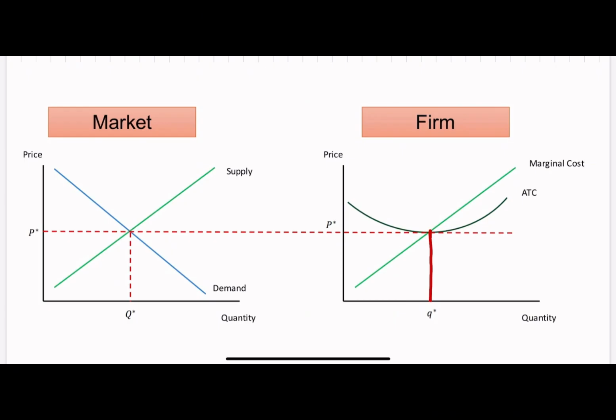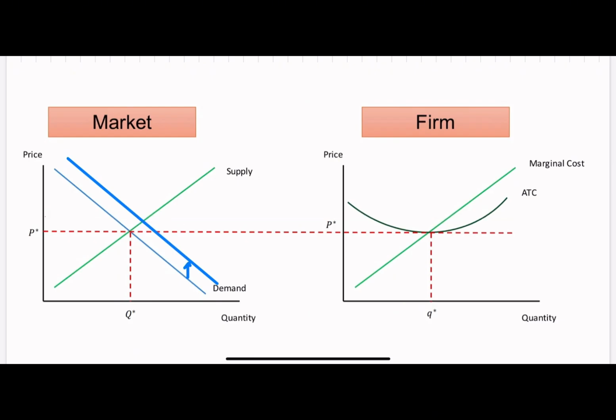Now in this example, what we want to ask is what happens when there's a shift in the market. So let's look at an example where the market experiences an increase in demand. So in this example, the demand curve is going to shift up. Well, in that scenario, the new price is going to be set by the market, and that's going to be the new price that the firm sees.